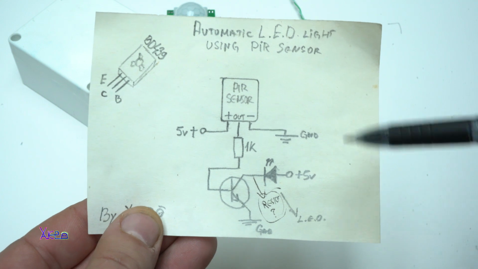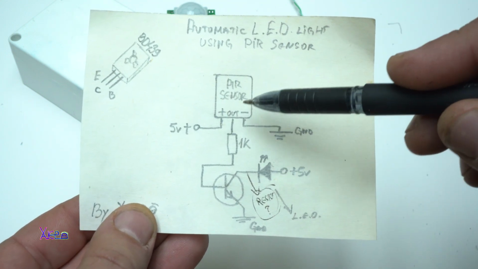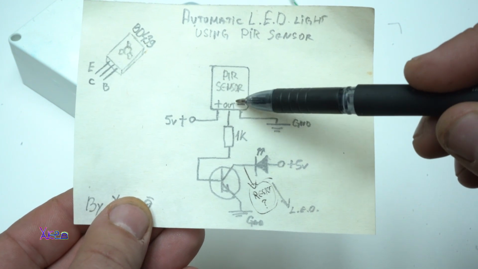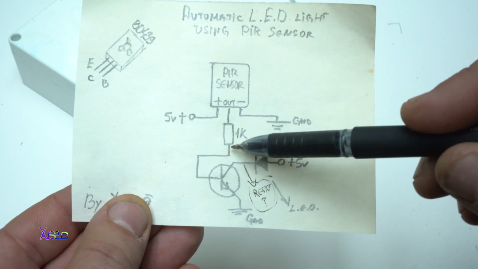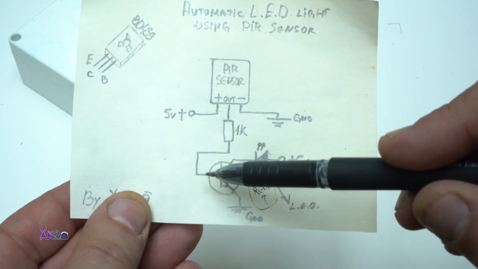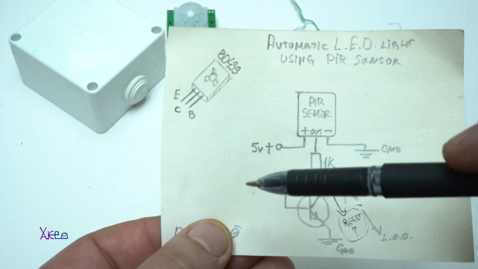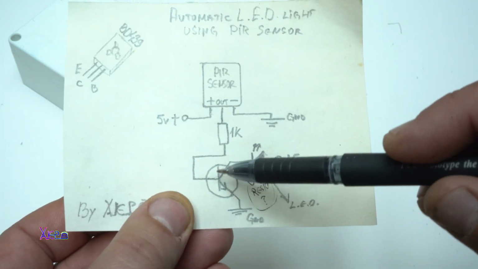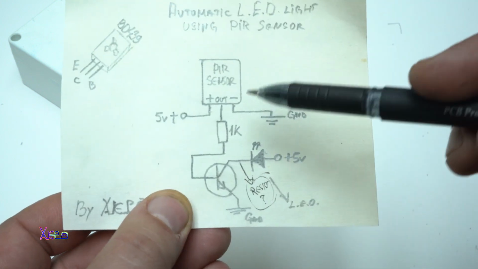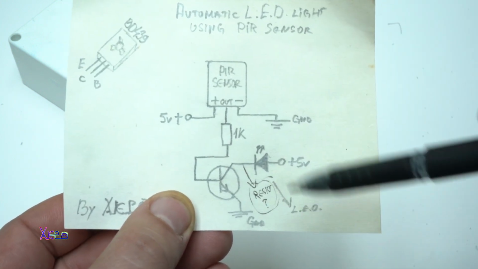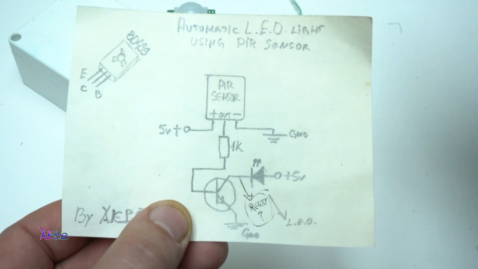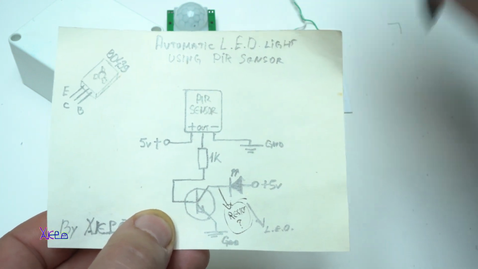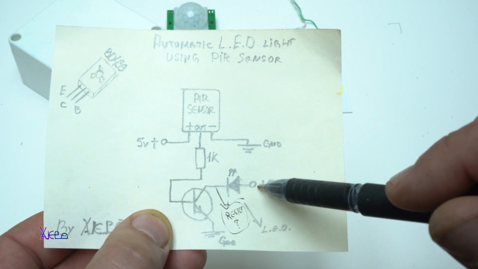To explain, the circuit is very simple. Here is the PIR sensor that has 3 pins: positive, negative or ground, and out. From here it goes to a 1 kilo-ohm resistor that will be connected to the base of the transistor, which is a BD439, and the pins are emitter, collector, base. Emitter goes to ground, and the collector gives 5 volts, because this circuit will work on 5 volts, through a resistor. In my case, I'm using a 5 watt 10 ohm resistor for the LED, and the LED is connected to 5 volts.